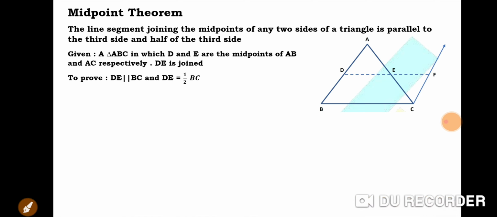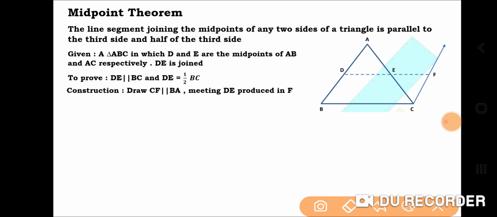After having what to prove, we have the construction. Here in the construction, we draw CF parallel to BA. CF has been drawn parallel to AB, and DE has been produced to meet at the point F. This is about the construction. Here CF has been drawn parallel to AB, and DE has been extended to meet at F.